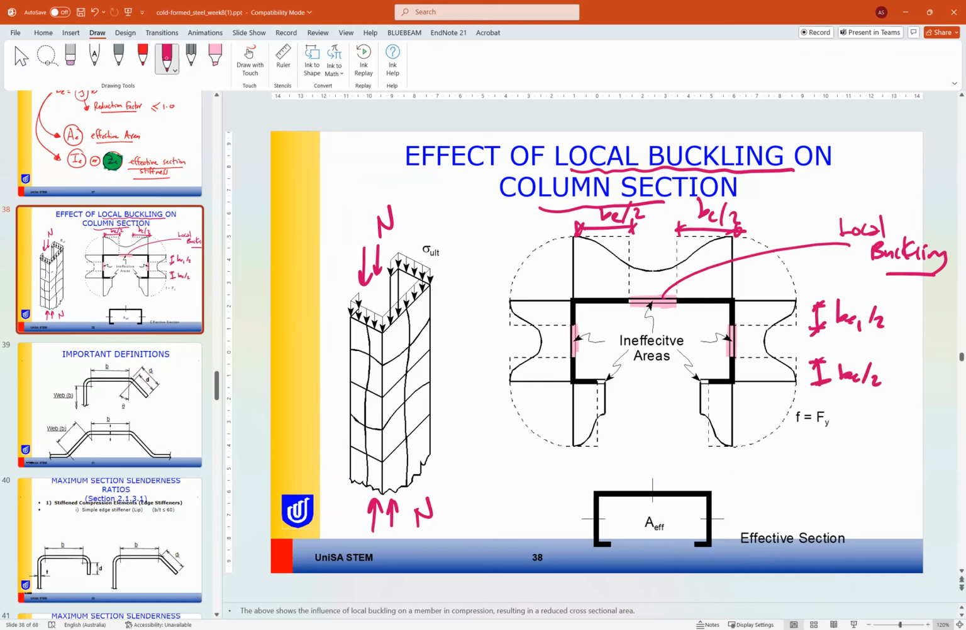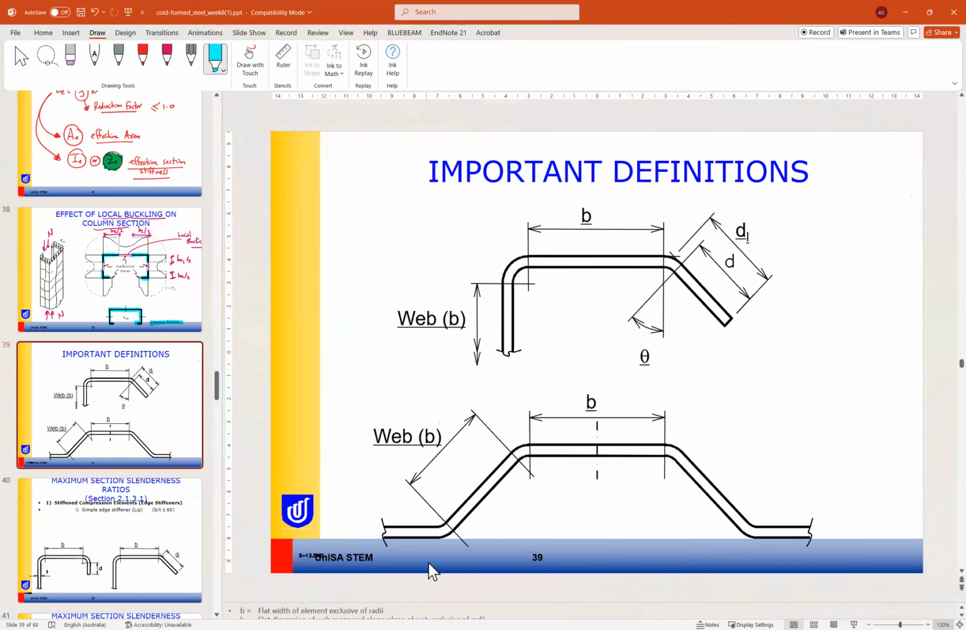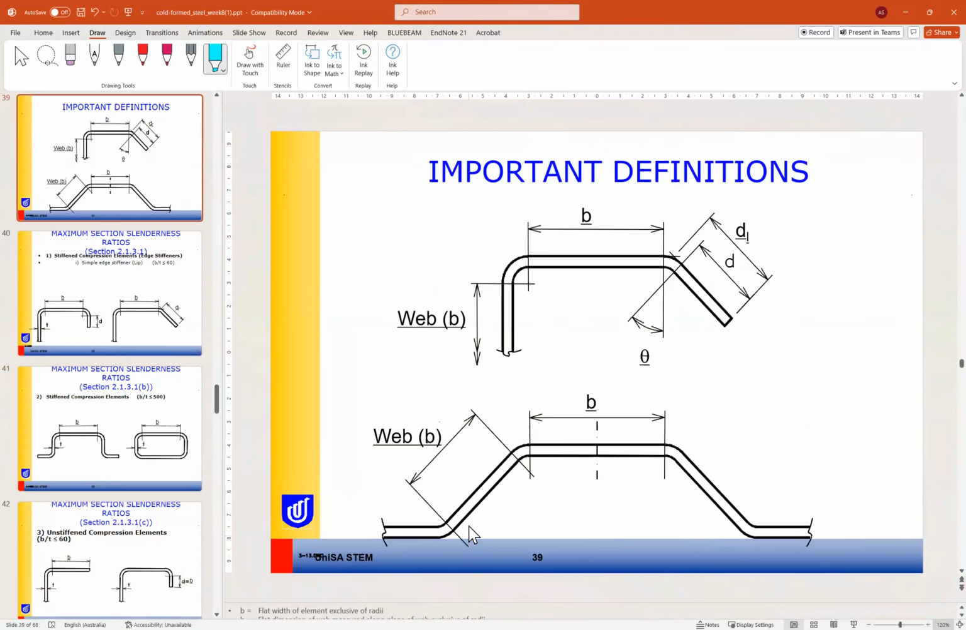So all this part, the pink part, is excluded from the section and only the light blue one will be with us. So this makes our new section like that. So this is our effective section. As you can see, the effective section is smaller compared to the original section, or the section we are studying. Some important definitions here, we may have a look at them.